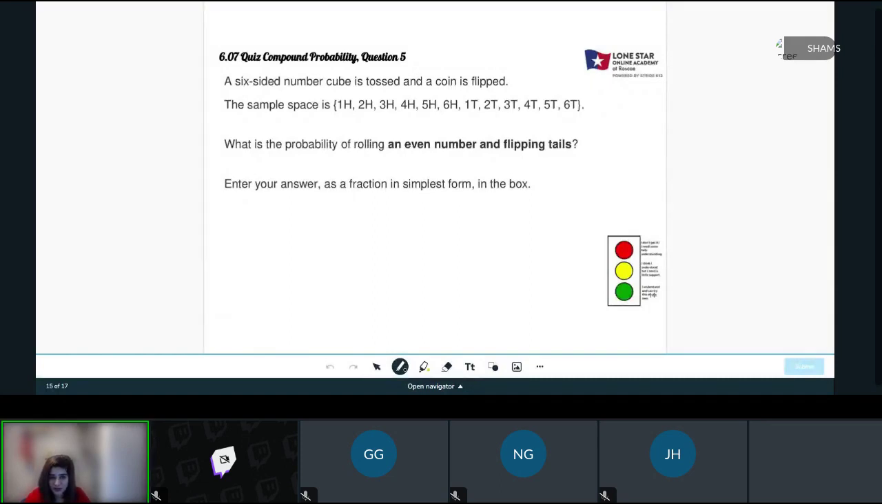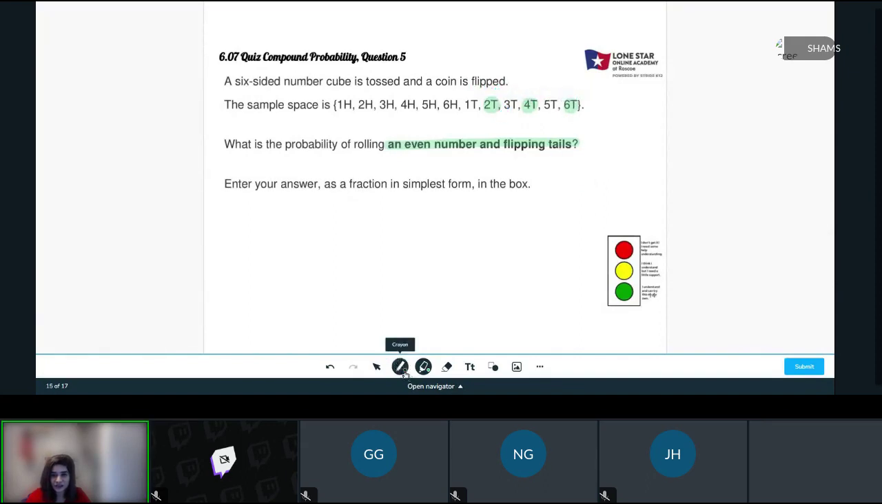What is the probability of rolling an even number and flipping tails? So you need tails, right? That means this side, an even number. Even number and tails, even number and tails, even number and tails. Does that make sense? 2 is even, tails, 4 is even, tails, 6 is even, and then tails.